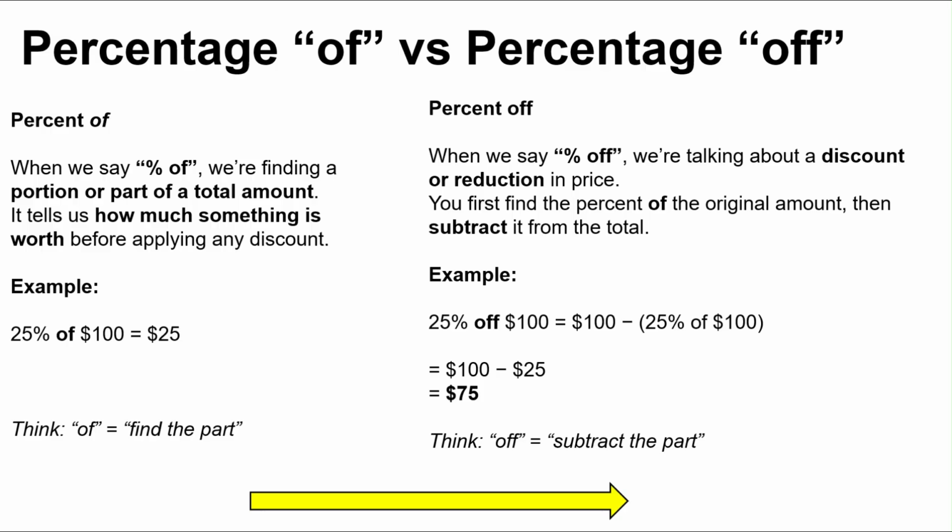The difference between of and off: when we're looking at the percentage off, we're talking about a discount or a reduction in price. First, you need to find the percentage of the original amount and then subtract it from the total. So for example, 25% off $100, we've got to find 25% of $100 and then take it away from the total. So $100 take away $25 is $75. When we think of the word off, we've got to be thinking about subtracting the part. I'm going to go into that next.